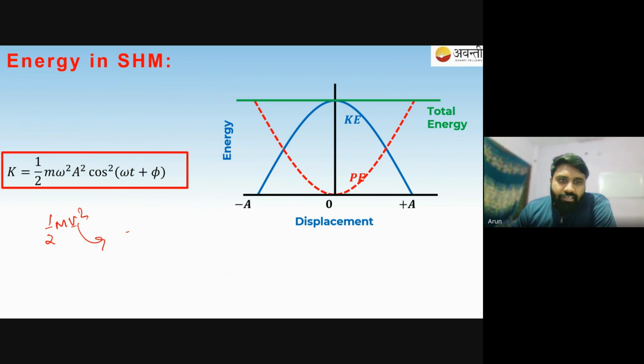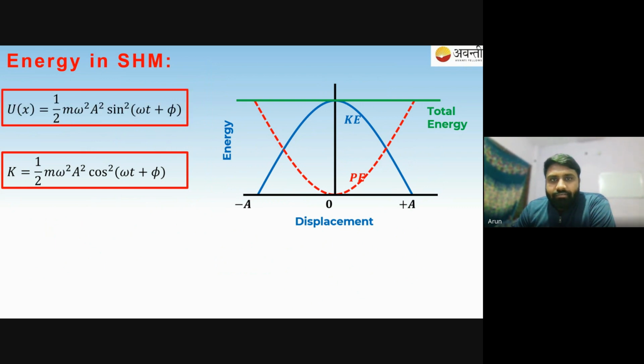Now for potential energy, if this is a spring block system, the spring energy is given by half k x square. k you can write as m omega square. We have discussed how we can find k. So if you put it here, half k means half m omega square, and x we have as A sine omega t plus delta. It will become half m omega square A square sine square omega t plus delta, or phi.